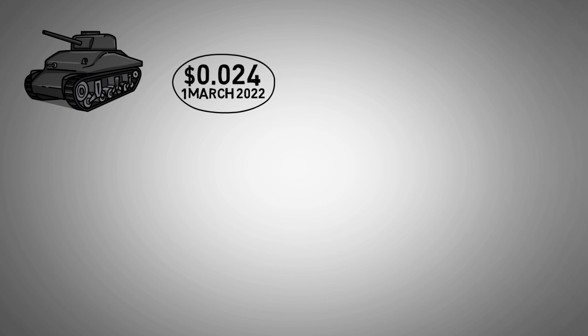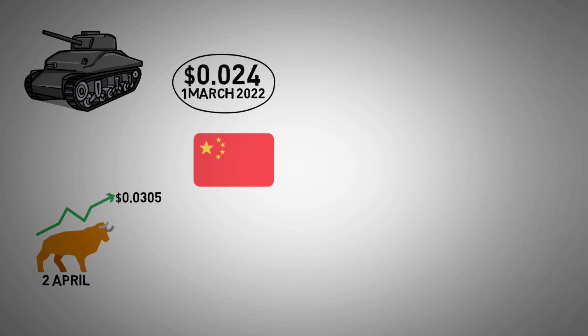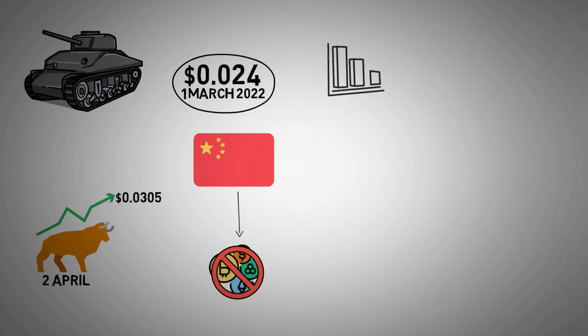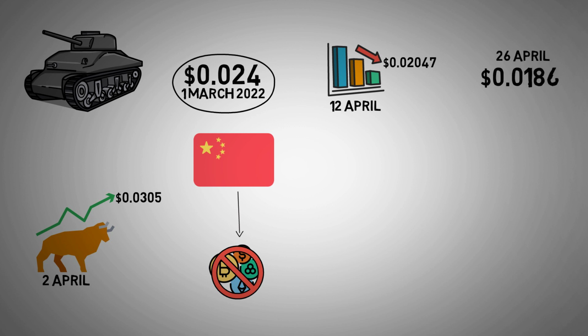As the market went through a bullish period, VRA reached up to hit $0.0305 on 2 April. There was bad news ahead, however, because in the wake of China imposing a ban on crypto, it fell to $0.02047 on 12 April. Since then, the price has ultimately fallen, and on 26 April, it was worth around $0.0186.